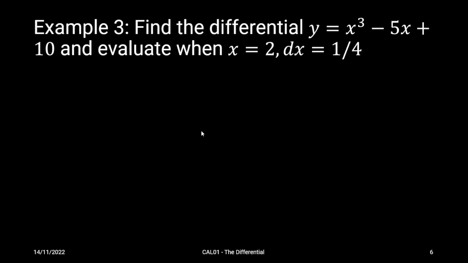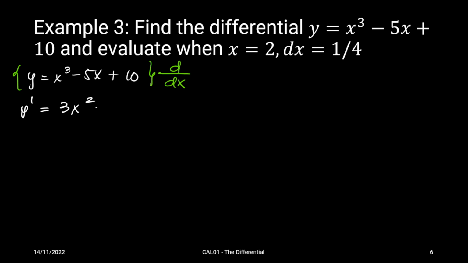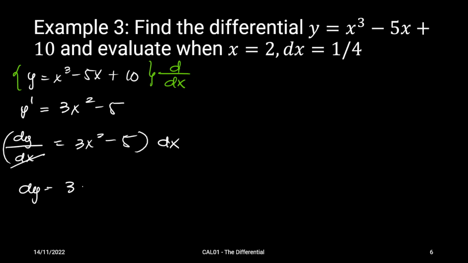Okay, then, eto. So, find the differential. y is equal to x cubed minus 5x plus 10 and evaluate when x is equal to 2 and dx is equal to 1/4. So, we have y is equal to x cubed minus 5x plus 10. So, let's get the derivative. So, we have y prime is equal to 3x squared minus 5. Okay, alam naman natin this is also equivalent to dy over dx. Then, let's multiply dx para makancel to. dy is equal to 3x squared minus 5 times dx.